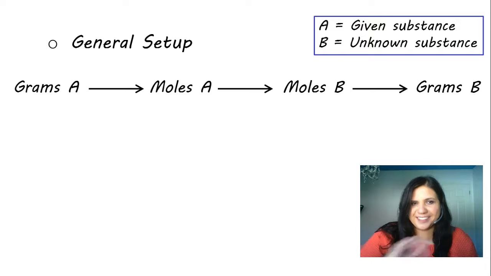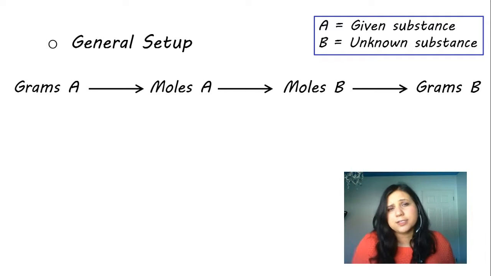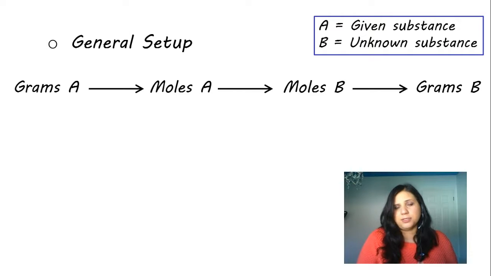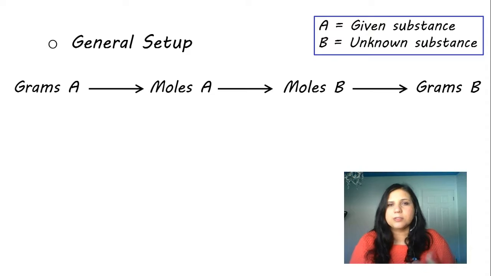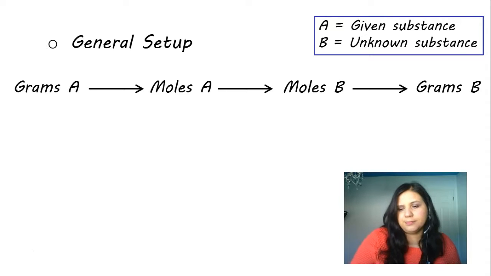Okay, this is our general setup. It's basically our roadmap to figure out how to solve these problems. It goes in this order: G, M, N, G. Grams, moles, grams. You have A and B here. That's just because we're changing the substance. And so A is just going to represent the one that we have given, the one that we have the number for, and the one that we're going to change. And then B just represents the unknown substance, the new substance that we're trying to find.